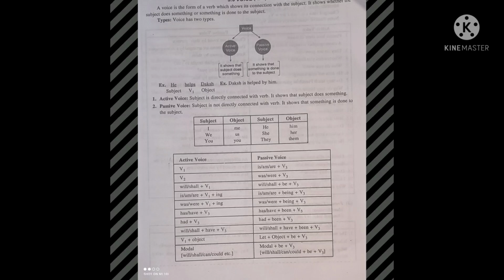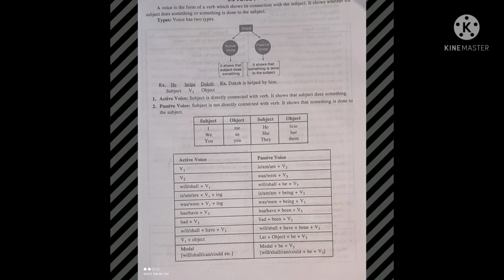Here are a list of subject and objects. I, we, you, he, she, they are subjects, and me, us, you, him, her, them are used as objects. Now let's have a glance at the summary of rules.